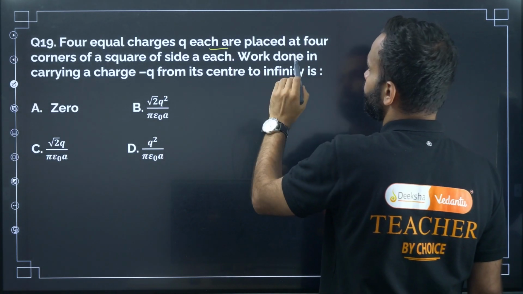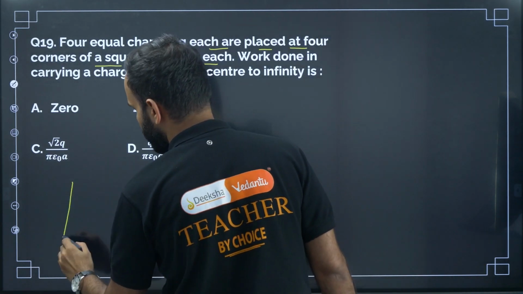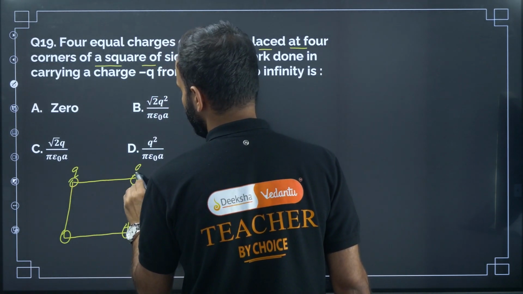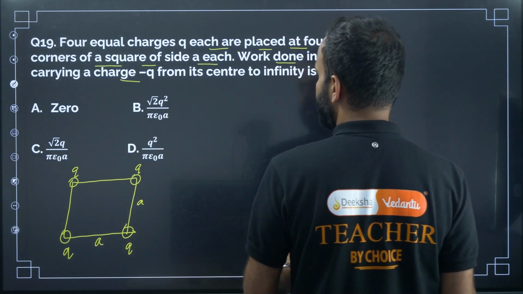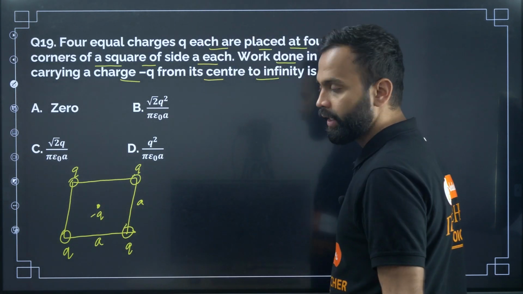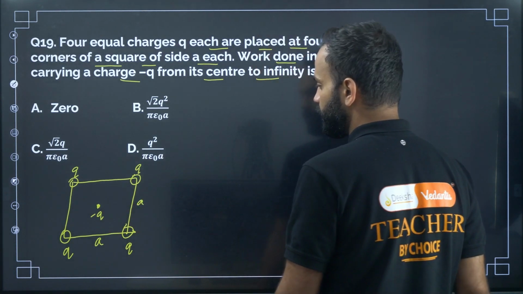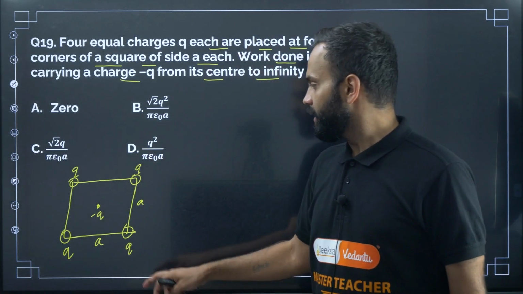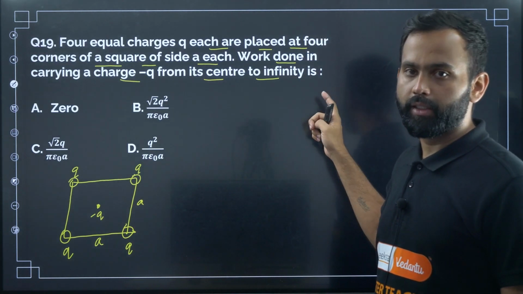4 equal charges Q each are placed at 4 corners of a square of side a each. Okay, let us draw the square. Q, Q, Q and Q, with sides a and a. Work done in carrying charge minus Q from its center to infinity is, okay, initially the charge is at the center of the square. So then the charge minus Q is moved from center to infinity. We need to find the work done to move a charge from the center of the square to infinity. Simple, right? So find the potential energy of the minus Q at the center of the square, and then the potential energy of the minus Q at infinity. Potential energy of the minus Q at infinity is 0, right?